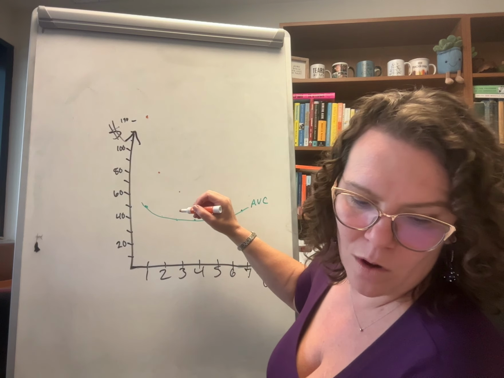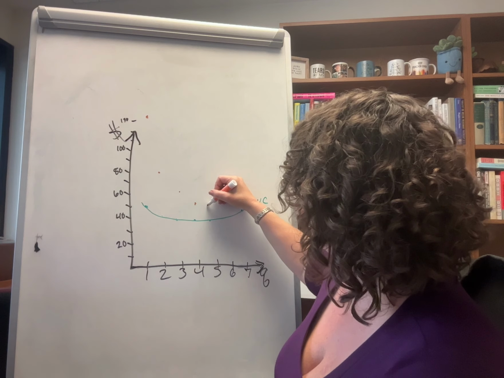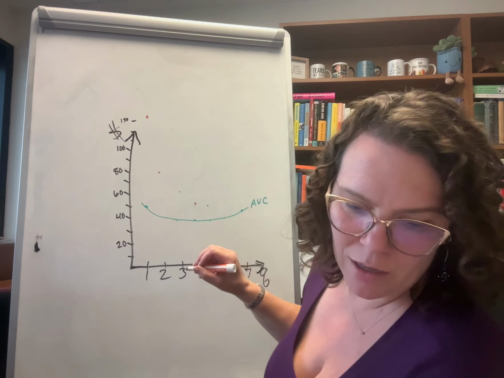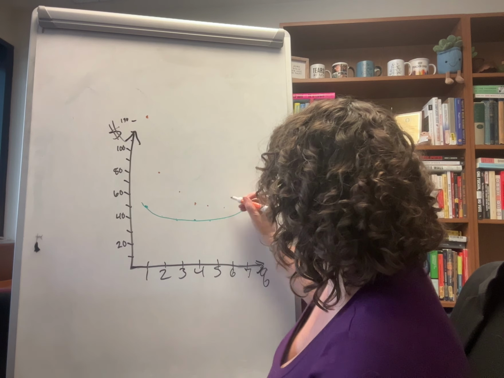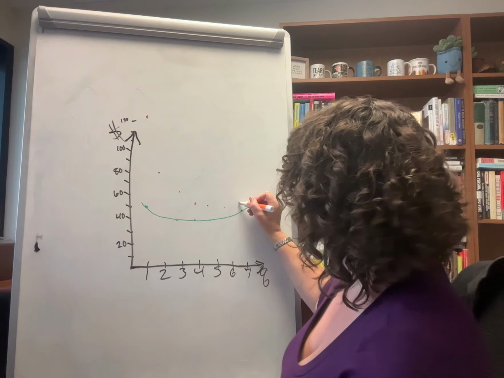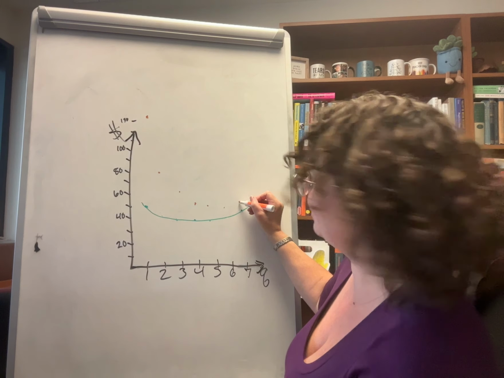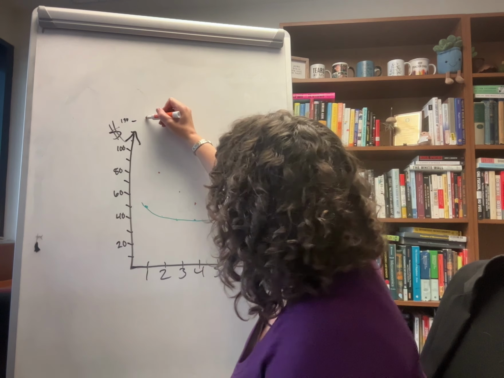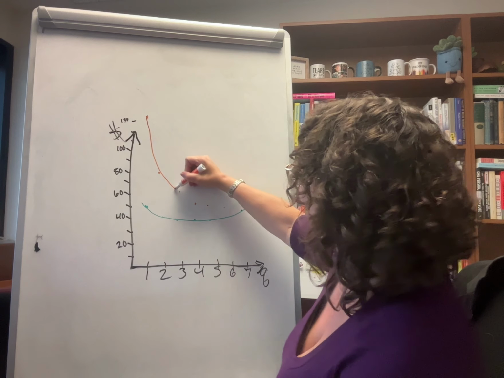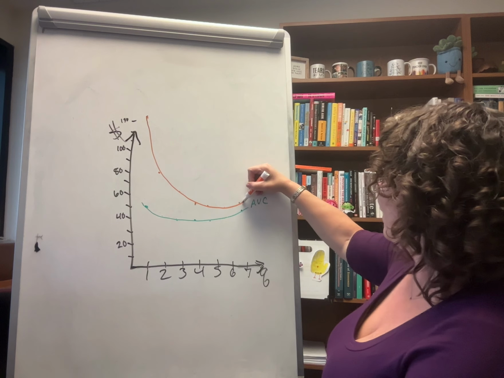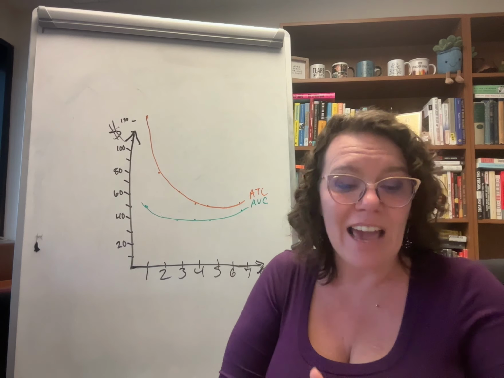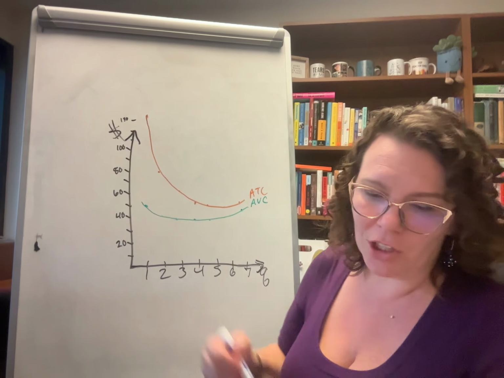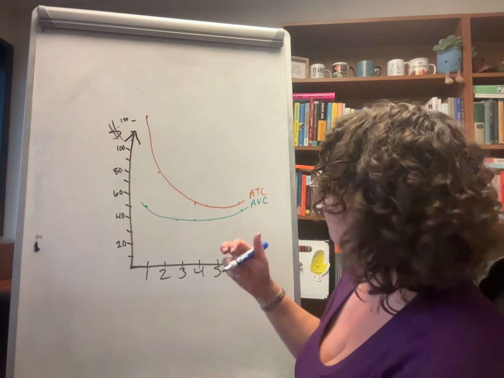And then at a quantity of 5, it's going to be 48, which is just slightly lower. At a quantity of 6, it's 46.67. And at a quantity of 7, it's slightly higher at 47.86. So that's going to be more like that as our average total cost curve. And then the last curve we'll graph is the marginal cost curve. It's going to be our fishhook shaped curve.